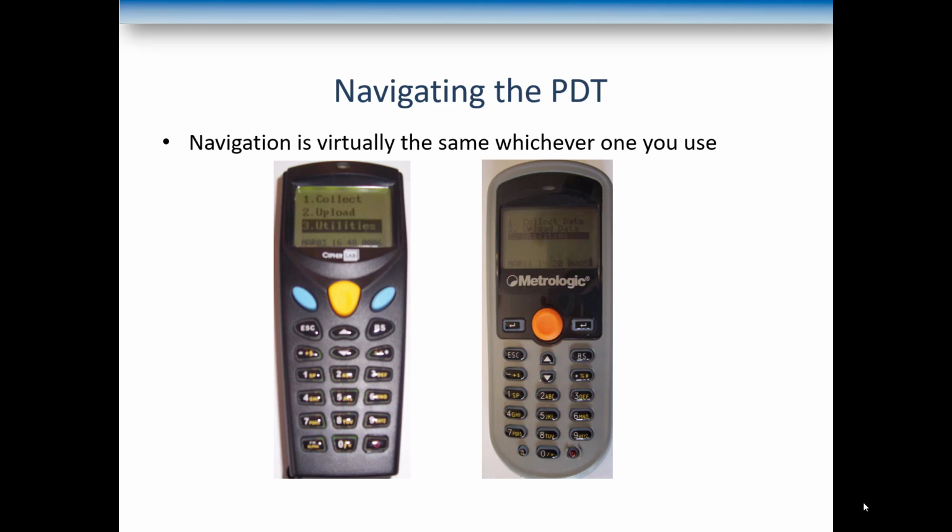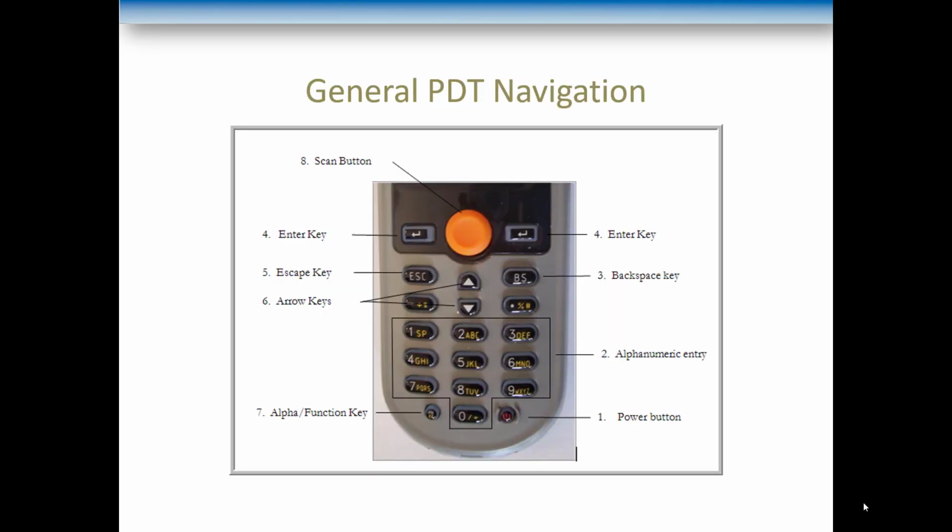So let's look at the navigation on the device itself. You can see the orange button for the MetroLogic is the scan button. So I'm basically going to walk up to a barcode and press the orange button. That will scan it into the device. The enter key is to the left or right, and it's the little arrows there. So you're going to scan and hit enter, scan and hit enter. The escape key will take you back to the previous menu. For example, if you're in the scan mode and you want to upload, you hit escape to get back to the main menu and then press 2 to go into upload.